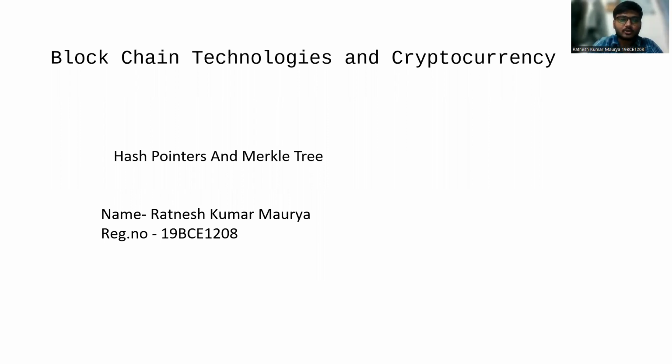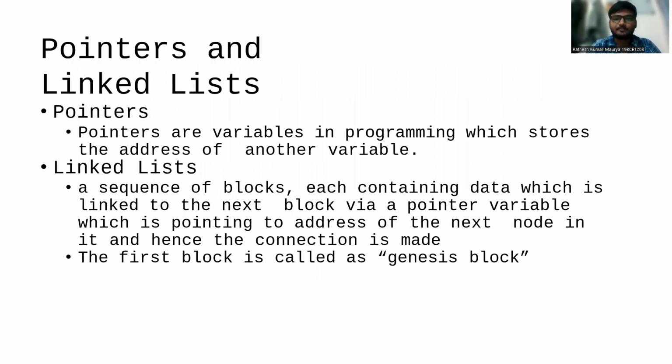So let's talk about pointers. Pointers are objects in programming which store the address of another variable. It can be used in a linked list. A linked list is a linear data structure which contains data that is linked to the next node via a pointer variable, which is pointing to the address of the next node, and hence its connection is made.